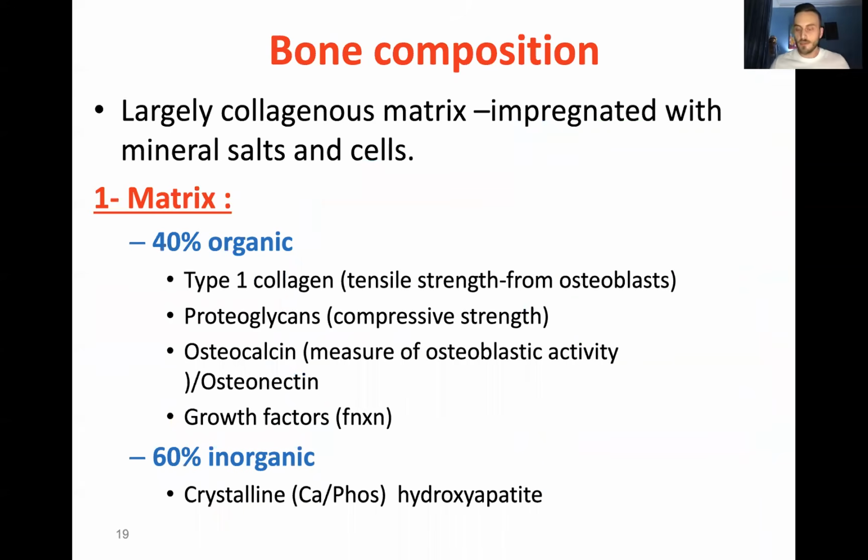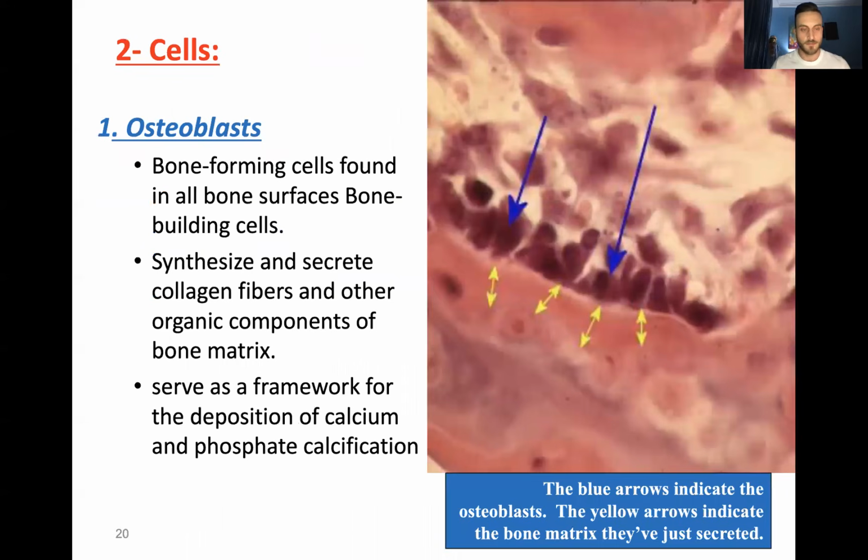For the matrix, we've said that we have 40% organic. So what are the organic? Type 1 collagen, proteoglycans, which give the compressive strength, osteocalcin, which measures the osteoblastic activity, and growth factors. These are the organic. For the inorganic, we have the hydroxyapatite, calcium, phosphorus.